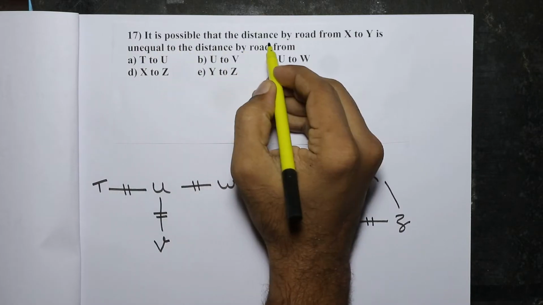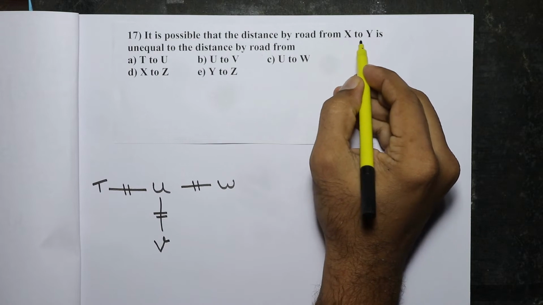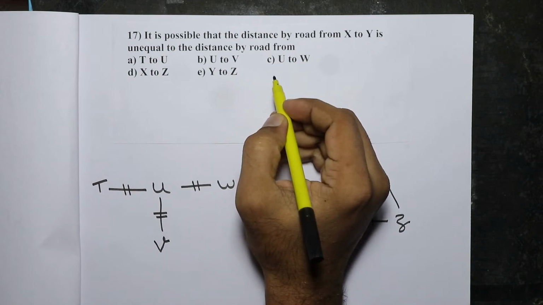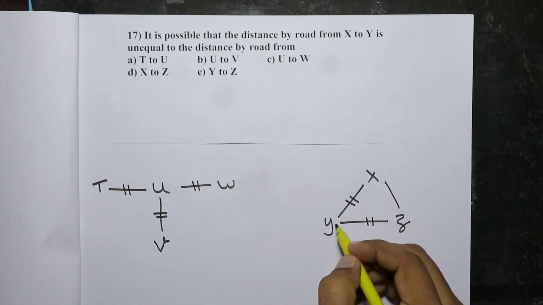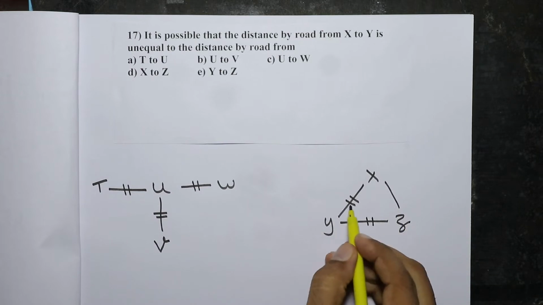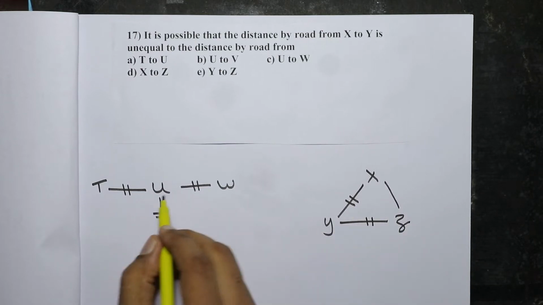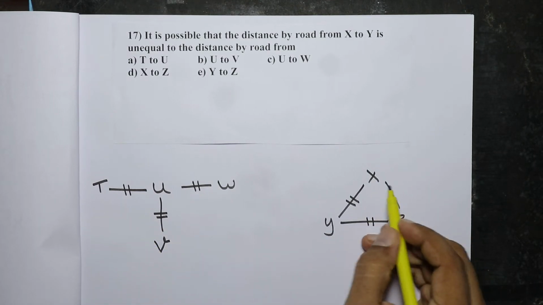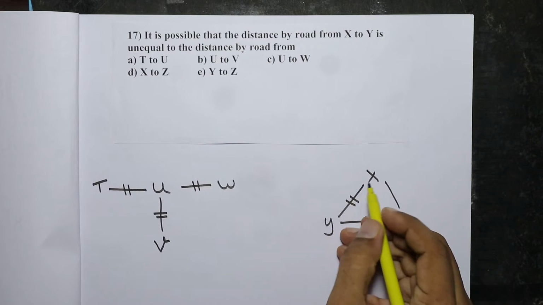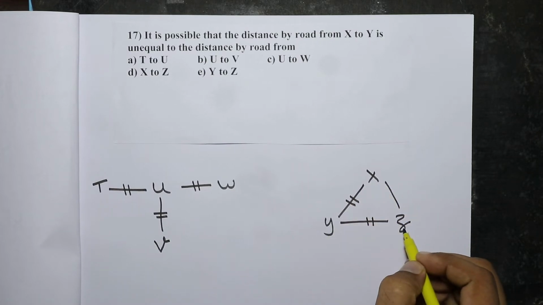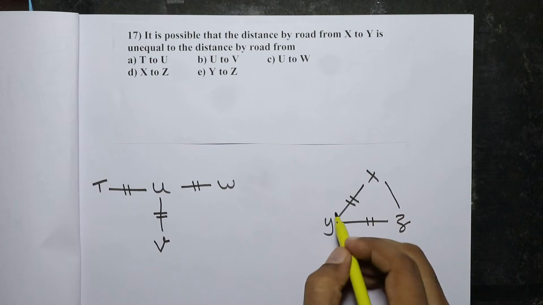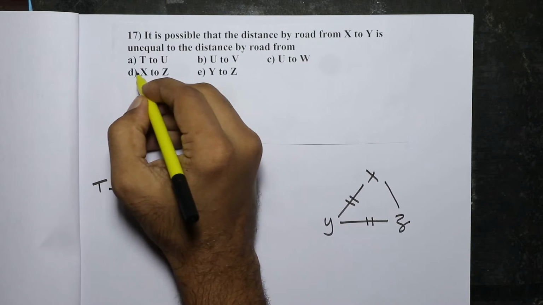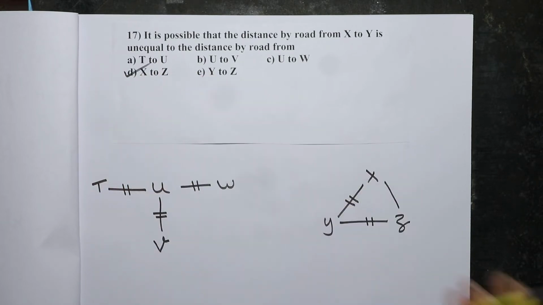It is possible that the distance by road from X to Y is unequal to the distance by road from which town to which town. Now X to Y is this distance. So you can see that that is the same as Y to Z, that is the same as U to W, and so on. However, nothing is mentioned about the distance from X to Z. So X to Y need not be equal to X to Z. So the correct answer is X to Y may not be equal to X to Z. So option D, X to Z, is the right answer.